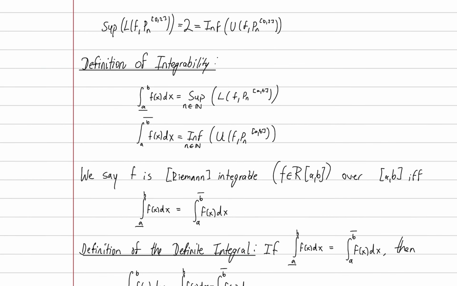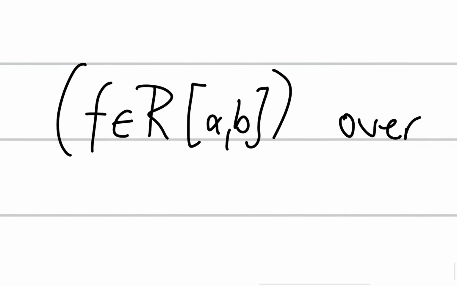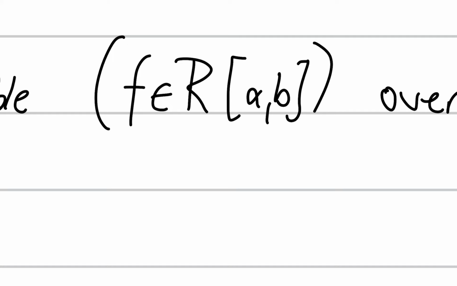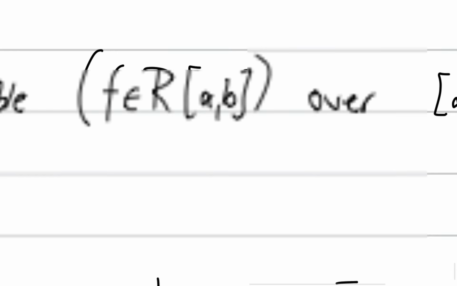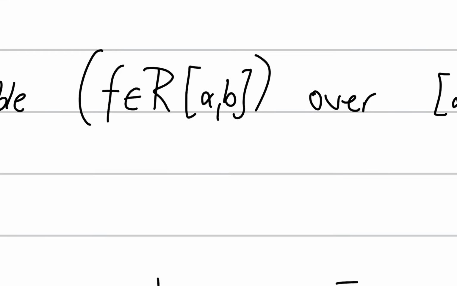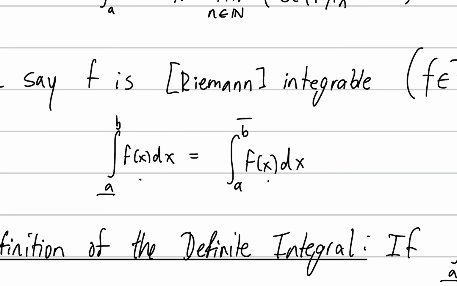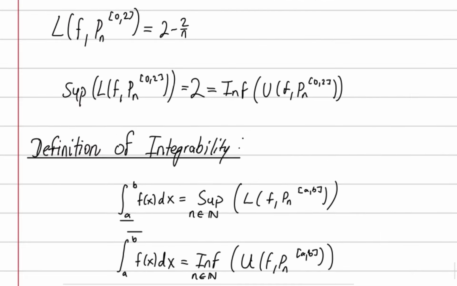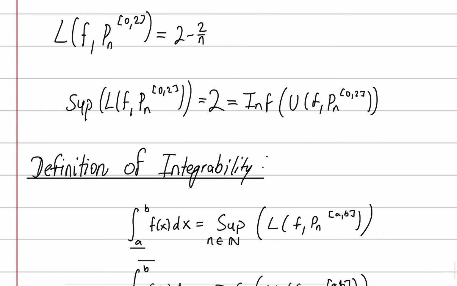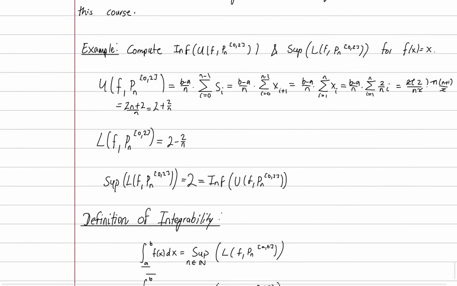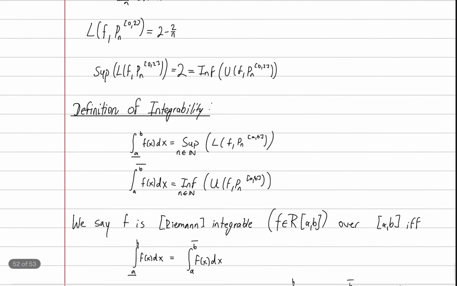And now we can say f is Riemann integrable, or just integrable for now, which is the same as saying f belongs to, this is the notation, the set of Riemann integrable functions on the interval a comma b, right? This is the notation just saying f is integrable over a comma b if and only if these two match. Remember up here we said these two match. That's saying yes, f of x equals x is Riemann integrable over the interval 0 comma 2.